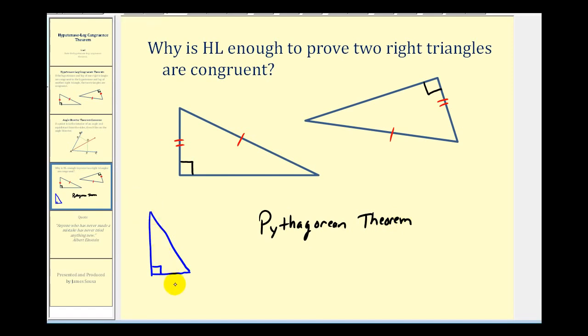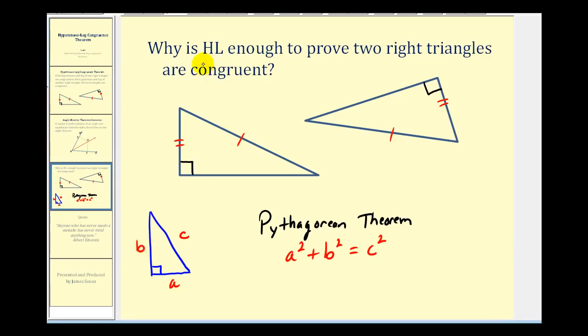The Pythagorean theorem tells us that the sum of the squares of the legs of a right triangle is equal to the square of the hypotenuse. Remember, the hypotenuse is the side opposite the right angle, so this would be side C, and the legs would be A and B. So we could call this A and we could call this B. The legs are the two sides of the right triangle that form the right angle.